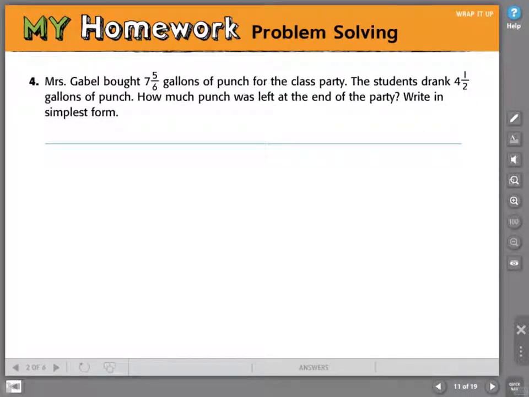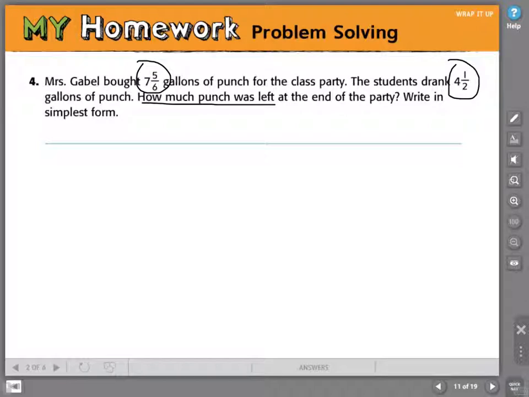Here's another word problem we're going to work through. Mrs. Gable bought 7 5/6 gallons of punch for the class party. The students drank 4.5 gallons of punch. How much punch was left at the end of the party? When I see that they're asking me how much punch was left, I know that I started with this quantity. I'm going to subtract this quantity.